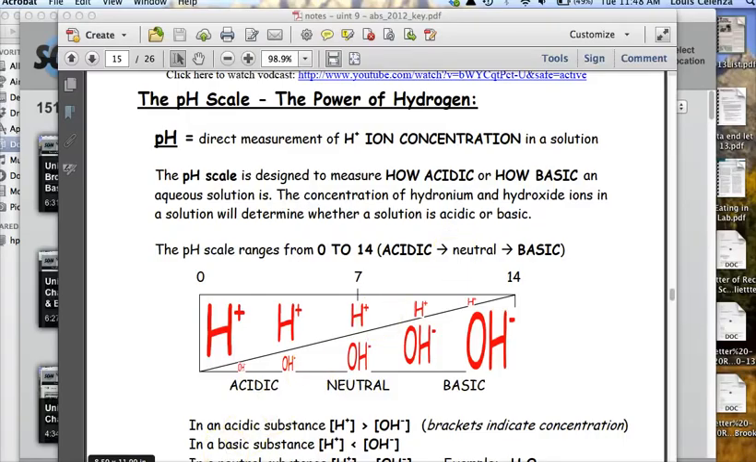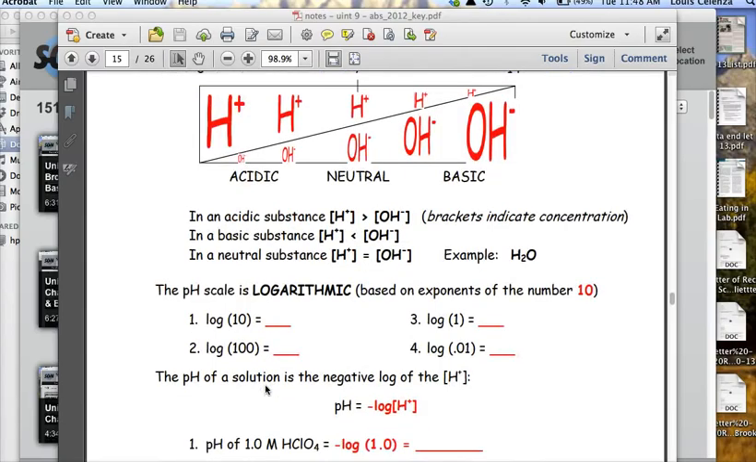And basically what we're doing here is summarizing what makes a solution acidic, basic, or neutral, and this is extremely important.